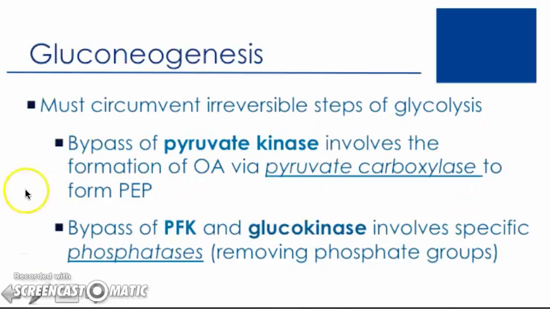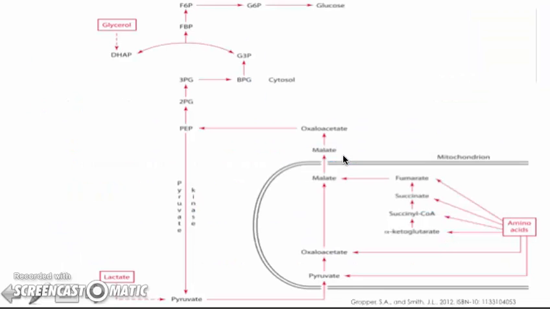The process of bypassing pyruvate kinase, which is active in step 9 of glycolysis, is more complex and involves more than a phosphatase enzyme. Pyruvate carboxylase enzyme is the primary enzyme involved in the process of bypassing pyruvate kinase. However, there are a series of steps occurring in both the cytosol and the mitochondria of the cell, which are involved in the bypassing of pyruvate kinase. You can see the steps in this diagram.